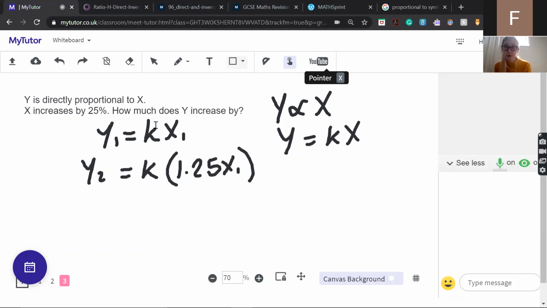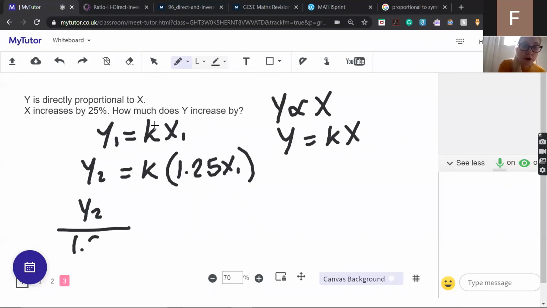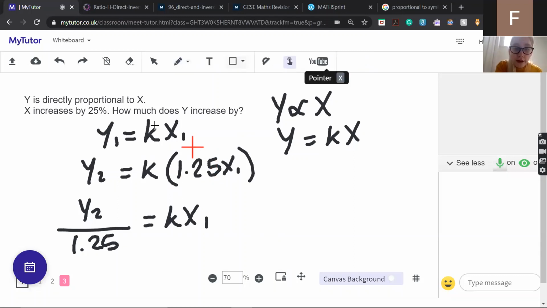And what I want to do is express Y2 in terms of Y1, because then I know how much it's increased. Hopefully, again, that will make sense. So what I'm going to do here is try to make this side just say KX1, because then I can set these things equal. So I'm going to divide both sides by 1.25. So I'm going to write Y2 over 1.25 equals KX1. Right, all I've done is, because these brackets don't really matter because this is all multiplied, I've just divided by 1.25 and popped it over here.